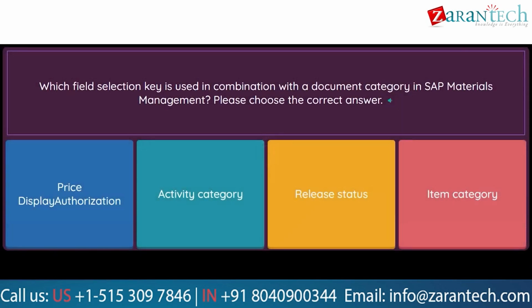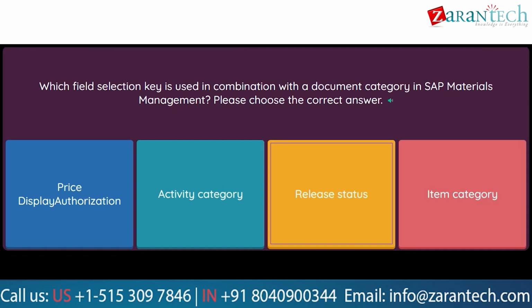Question: which field selection key is used in combination with a document category in SAP Materials Management? Please choose the correct answer. Option 1, price display authorization. Option 2, activity category. Option 3, release status. Option 4, item category.